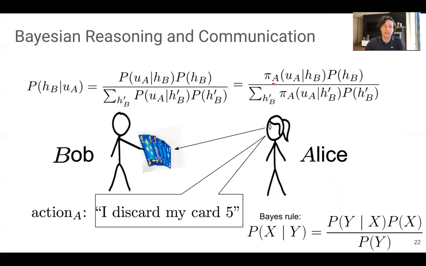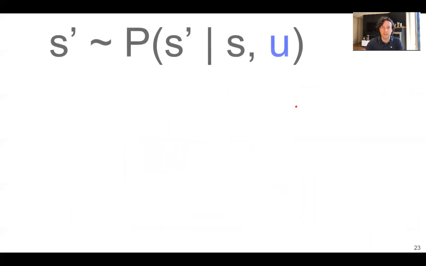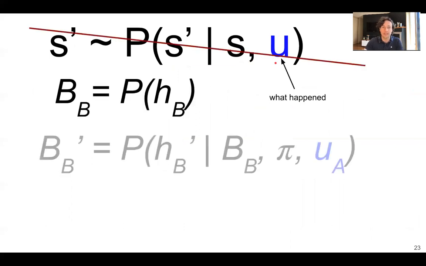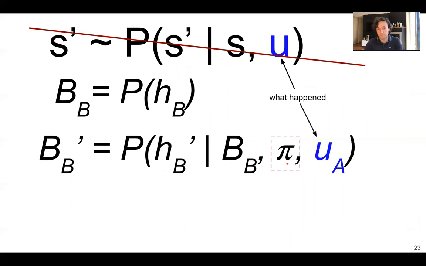And what you can see here is that the posterior belief of Bob over his hand doesn't just depend on the action of Alice and the previous belief, it also depends on the entire policy, i.e. in what other states would Alice have taken this action. So what does this mean? It means we have to fundamentally rethink exploration and credit assignment, because no longer is the next state s prime a function just of the previous Markov state and the action that was taken. What happened? It now suddenly depends on the policy of Alice, which is why it happened, right?